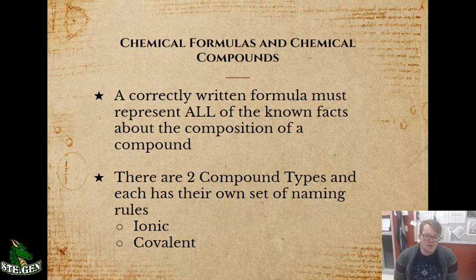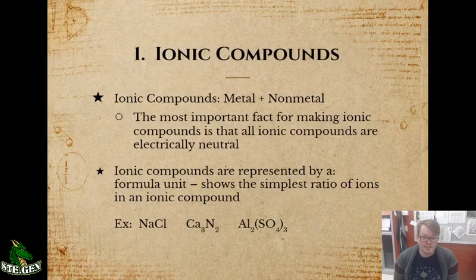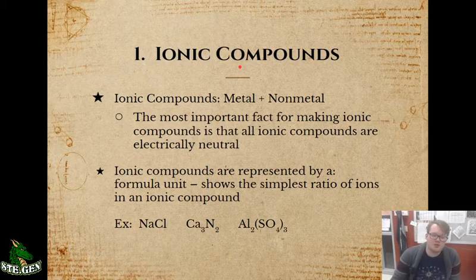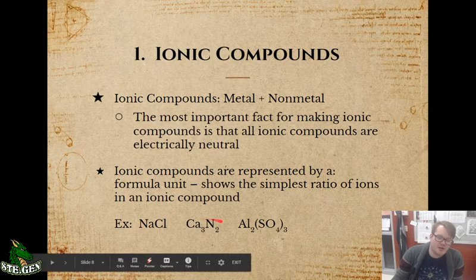There are two compound types. Each one of them has their own set of naming rules, and we're going to talk about each one of them. There's ionic, and then there is covalent. We're going to focus on ionic today. Ionic compounds, like we talked about before, are made out of ionic bonds, so they have a metal and a nonmetal. The most important fact for making ionic compounds is that all ionic compounds must be electrically neutral, which means that they do not have a charge. Notice these three examples of them right here do not have a charge up at the top.